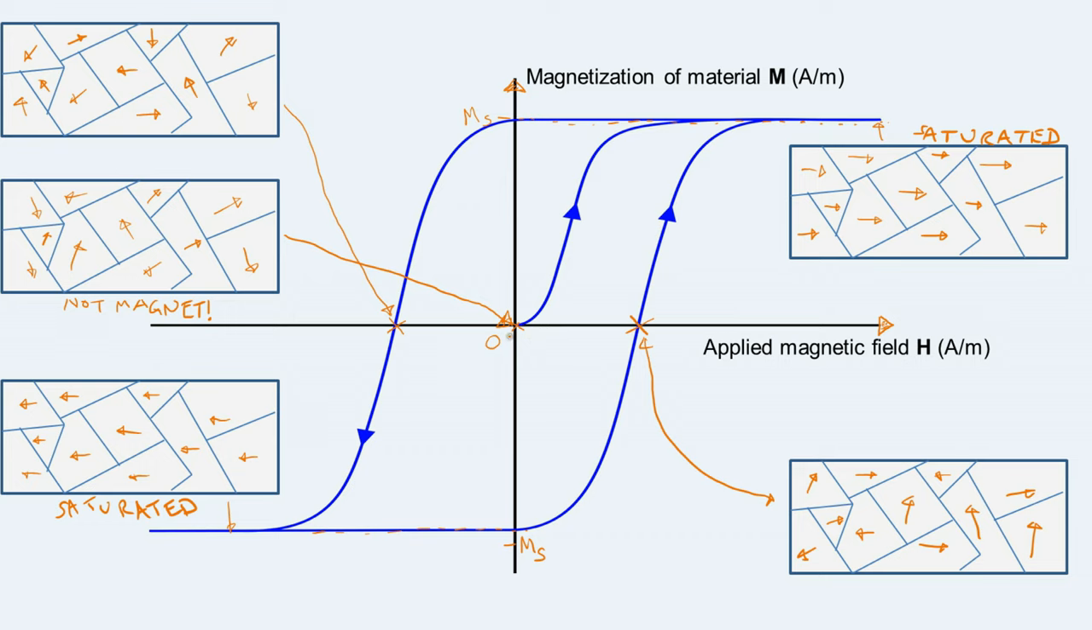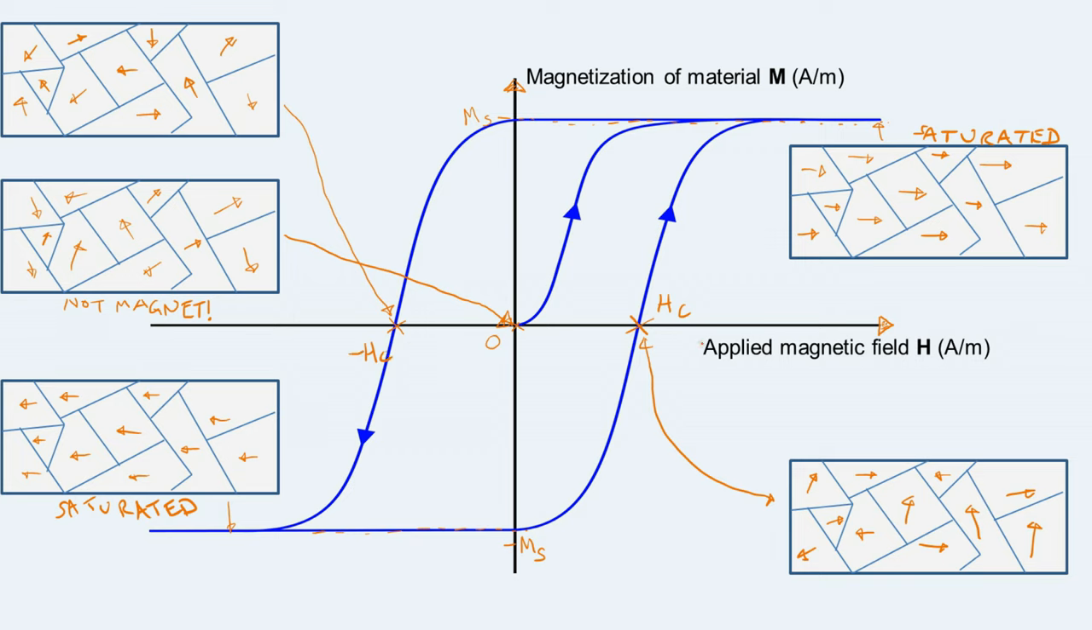Once you've magnetized your material, you can't go back to this zero point. That was the initial point, and that's how it works. The other point that I'll point out in this diagram, so we've got the magnetic saturation points. We also have the point where we cross the applied magnetic field line. This point here is called the coercivity, or H subscript C, and that's this point here and also this point here, which is sometimes called minus HC.